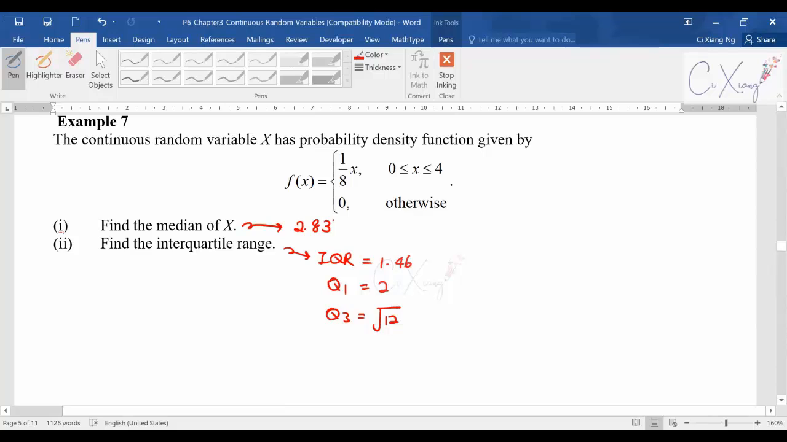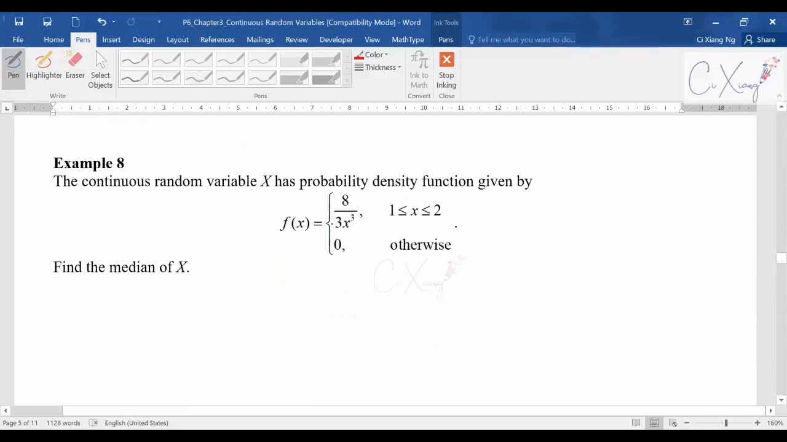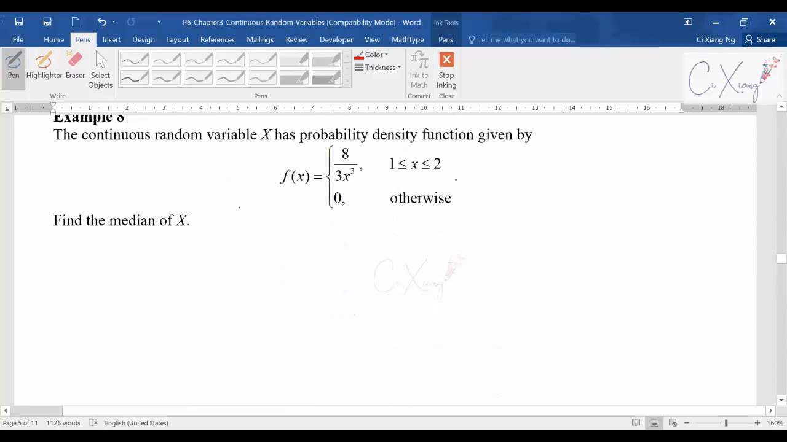Continue to example 8, also the same thing. I want you to try this out on your own. The median for this question is 1.26. All this you can try on. It is not hard at all. Totally very easy.